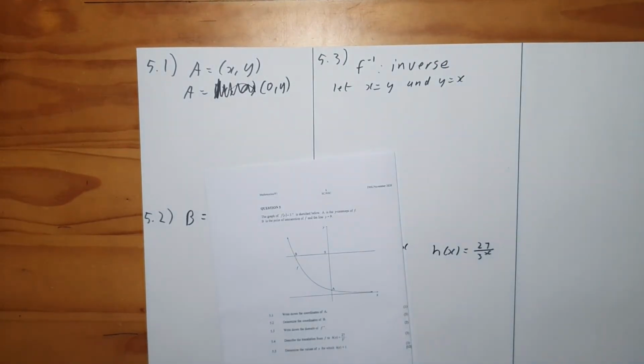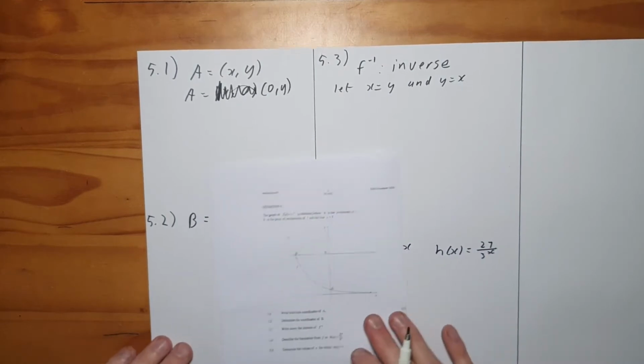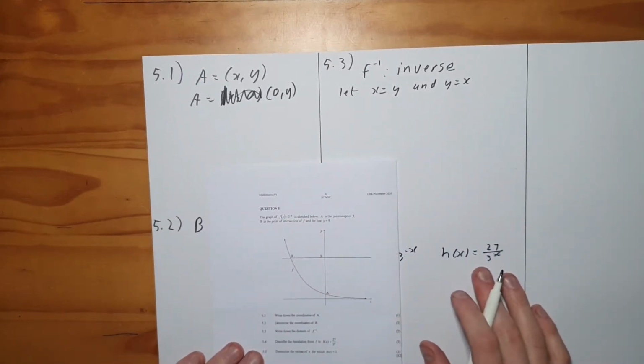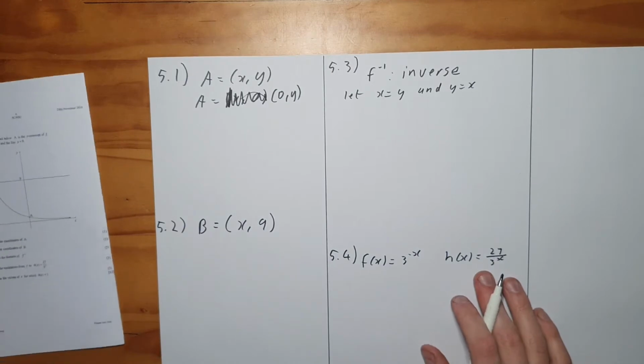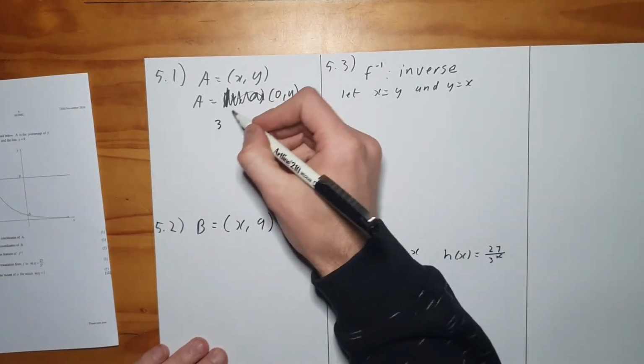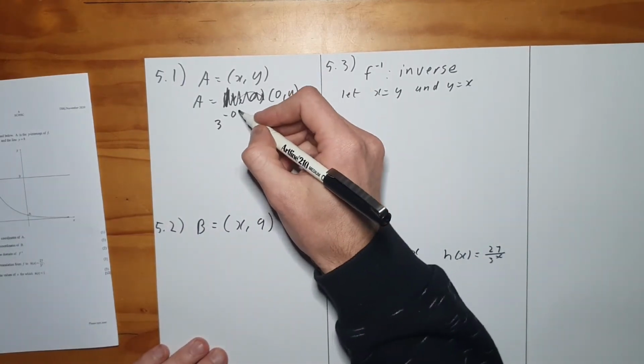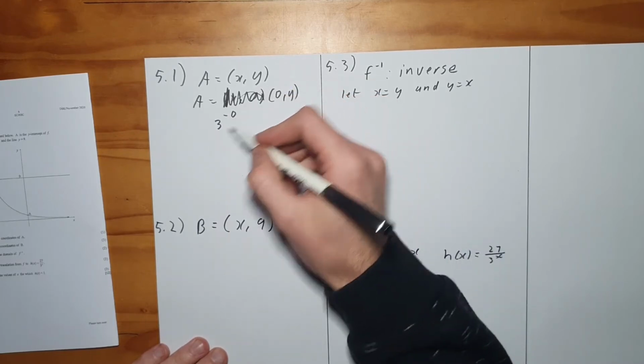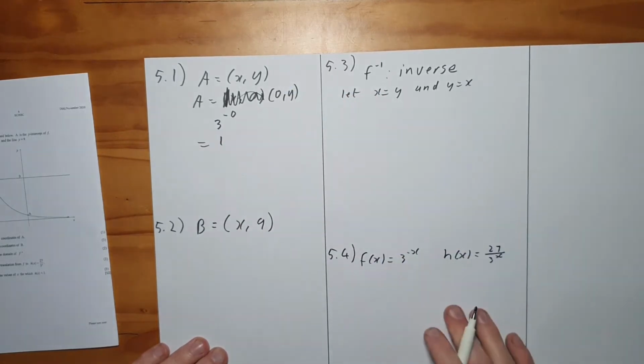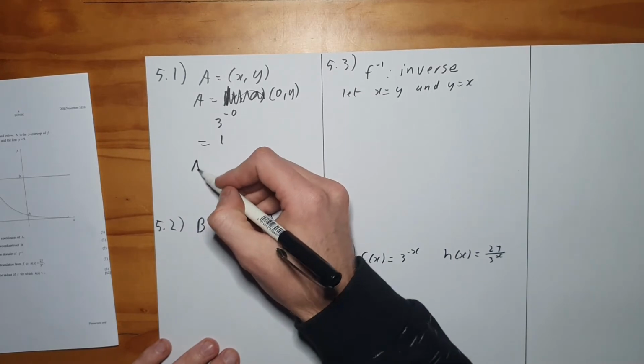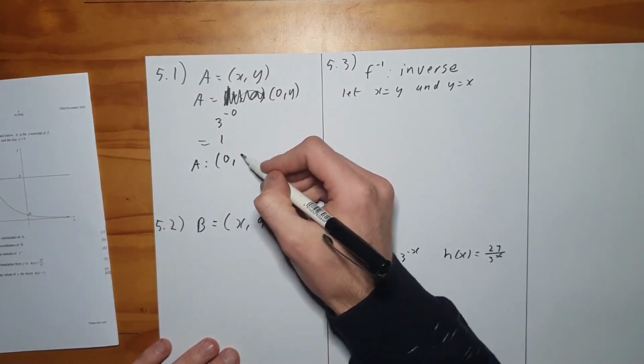Okay, so we need to now find the y-intercept. We know that x equals 0, so we can just substitute that into our formula. So it will be 3 to the power of negative 0, and we know that anything to the power of 0 is just equal to 1. Okay, so the coordinate for A is going to then be (0; 1).